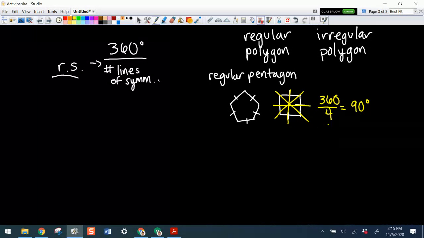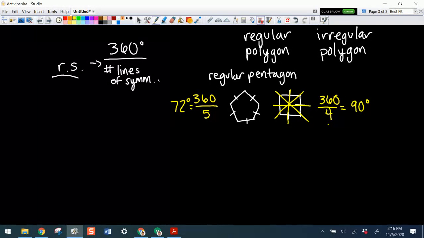But it all depends on, we needed to find the number of lines of symmetry. So a regular pentagon, if it has 5 lines of symmetry, its degree of rotational symmetry will be, 5 goes into 36, it'd be 72 degrees.